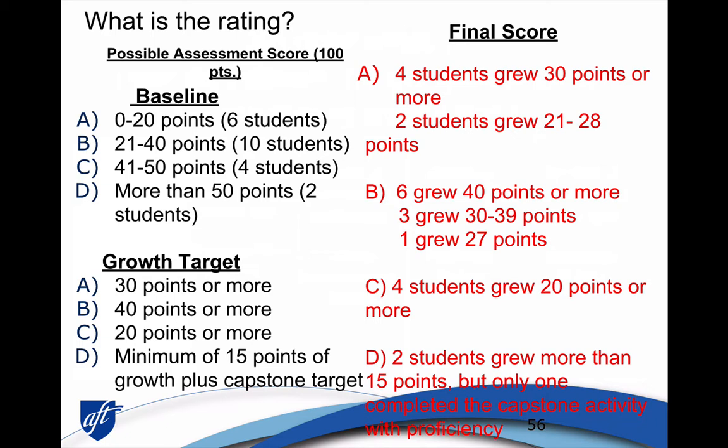When the educator actually completed the post-assessment, you can see in red what the results were. In Group A, those 6 students, 4 students grew 30 points or more. 2 students grew, though, between 21 and 28 points. In Group B, 6 grew 40 points or more. 3 grew 30 to 39 points, and 1 grew 27 points. Group C, 4 students grew 20 points or more, so all 4 students. And in Group D, 2 students grew more than the 15 points, but only 1 completed the capstone activity with proficiency.